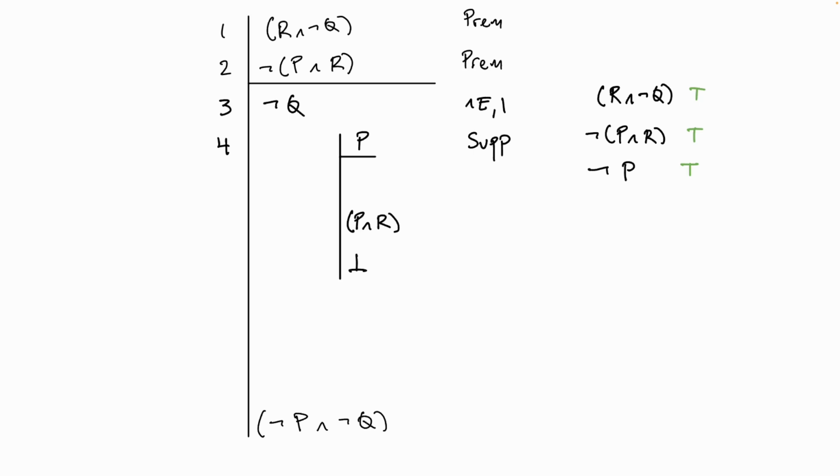To derive the conjunction P and R from our premises plus P, we just need to derive R, because then conjunction introduction will allow us to derive P and R. And we can derive R straight from the first premise using conjunction elimination.